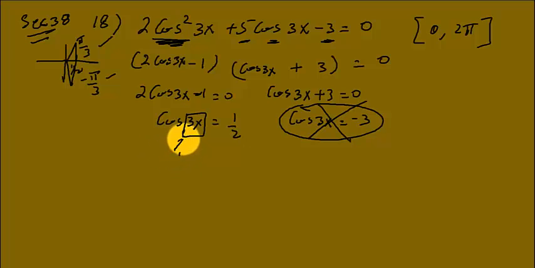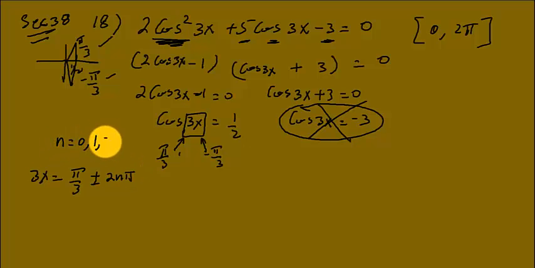So that means inside the box, that could either equal pi over 3, or it could equal negative pi over 3. So what is my box? My box is 3x. That's equal to pi over 3 plus or minus 2n pi, and my n is equal to 0, 1, 2, and so on. I'm solving for x, so I had to divide by 3. X is equal to pi over 9 plus or minus 2n pi over 3.